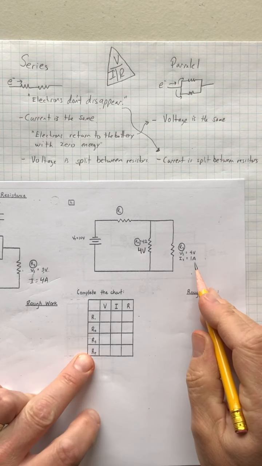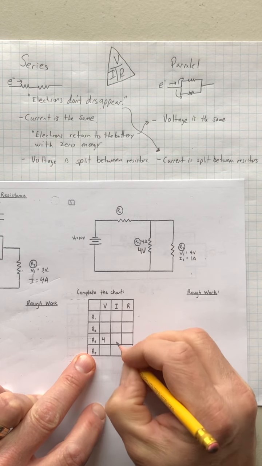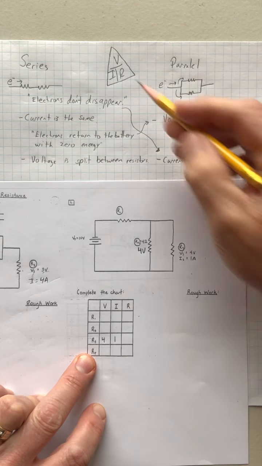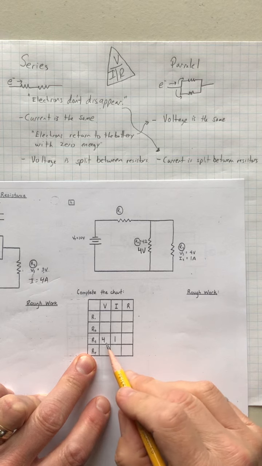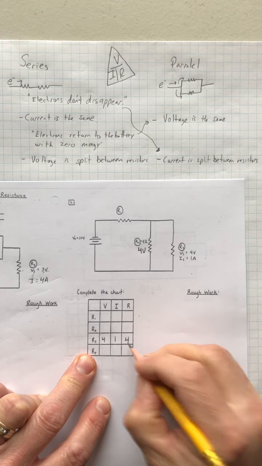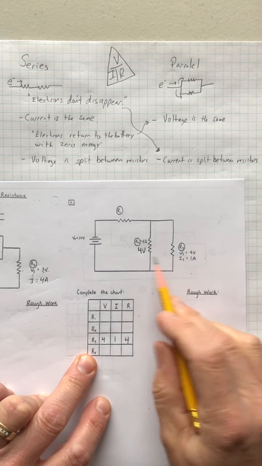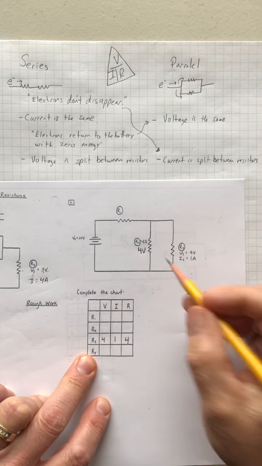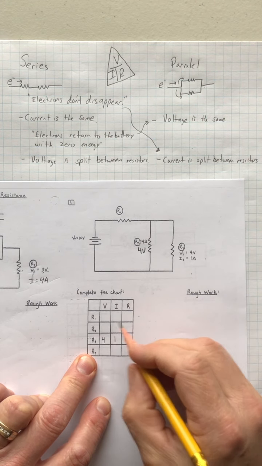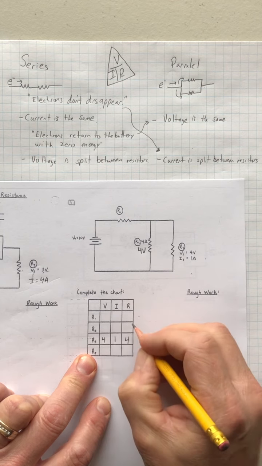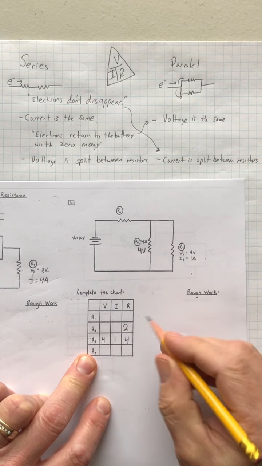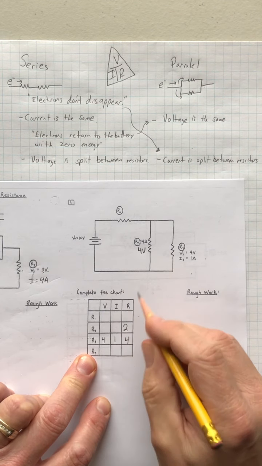Okay, we do the information for 3. It's 4 volts, 1 amp. R is V over I. 4 divided by 1 is 4. So you got those numbers already. These are both 4 and 4. So that's number 2. It's 2 ohms. And it's 4 volts.